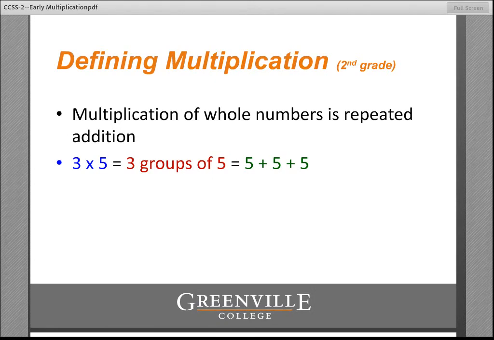Those are interpretations that they will get as they build some basic expertise. Primarily, we're going to be examining multiplication as equal groups, and then also building the connection between equal groups and rectangular arrays, since they are specifically mentioned in the standard.